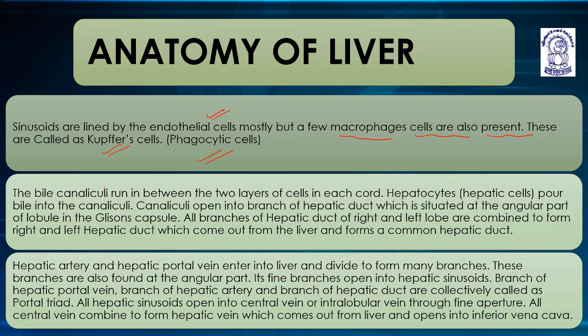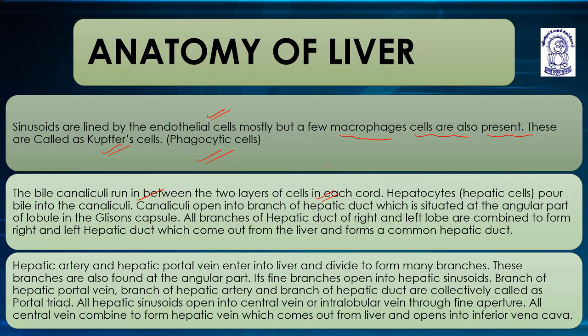The bile canaliculi run in between the two layers of cells in each cord. Hepatocytes, which are the hepatic cells, pour bile into the canaliculi. Canaliculi open into the branch of the hepatic duct, which is situated at the angular part of the lobule in Glisson's capsule. All branches of the hepatic duct of the right and left lobes combine to form the right and left hepatic ducts, which come out from the liver and form the common hepatic duct.